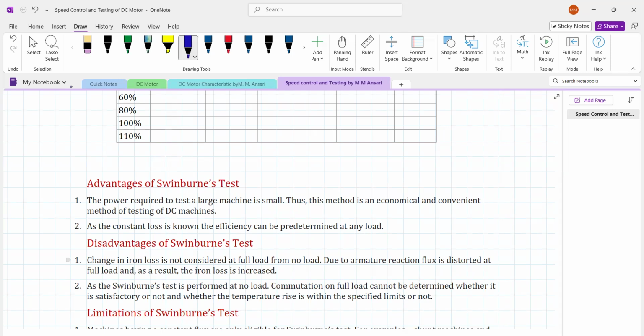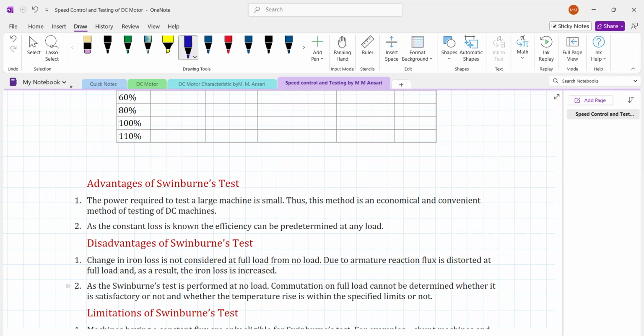Now, what is the disadvantage? If there is armature reaction, due to the armature reaction, the flux over the periphery of the armature gets changed, and this will change the iron losses. This cannot be accounted for by the method. So this is one drawback. The second drawback is that as the Swinburne test is performed at no load condition, commutation on full load cannot be determined, whether it is satisfactory or not, whether the temperature rise is within the specified limit or not.